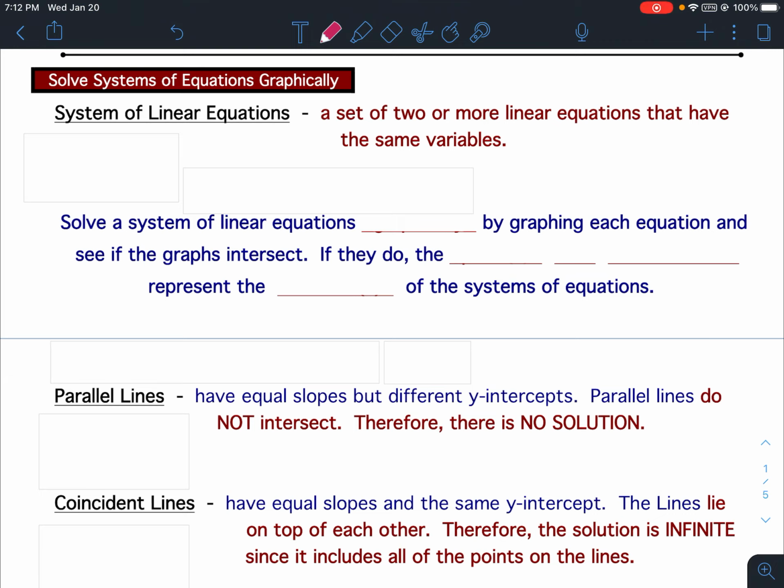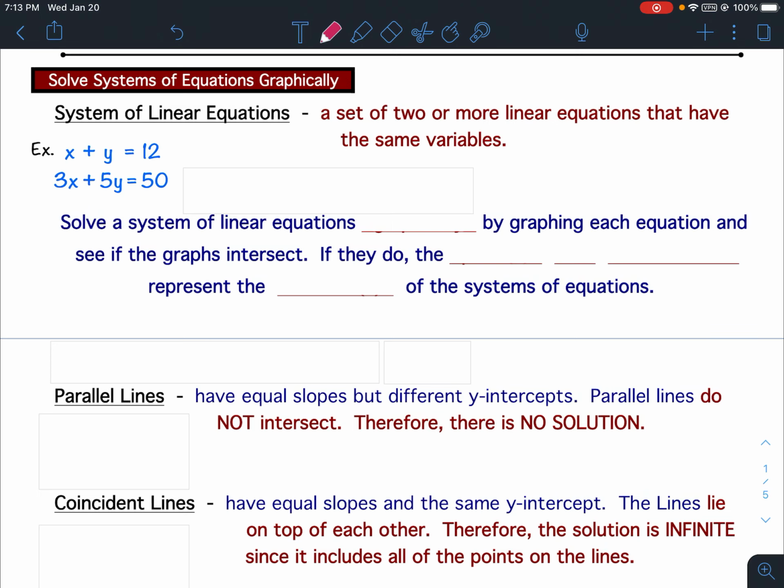So, a system of linear equations is a set of 2 or more linear equations that have the same variables. For this lesson, graphing, the variables are always going to be x and y because we're going to be graphing on the coordinate plane. Once we get to substitution possibly, but definitely elimination, the variables could change. Instead of using x and y, you might use r and s or something like that.